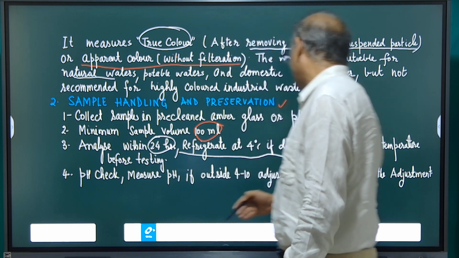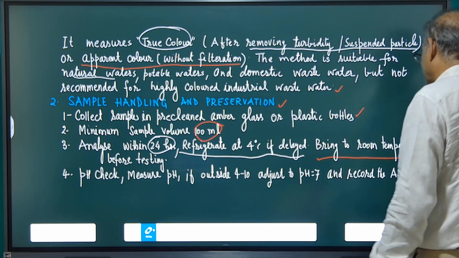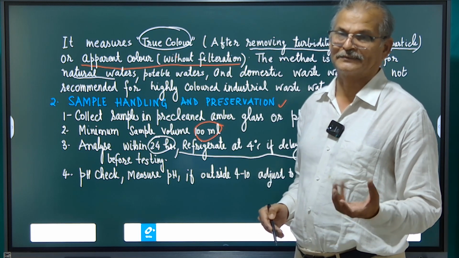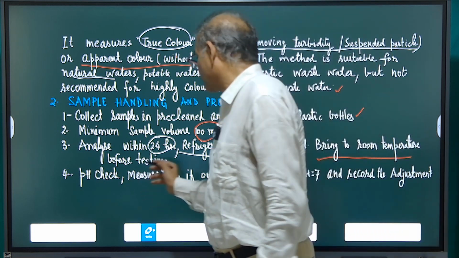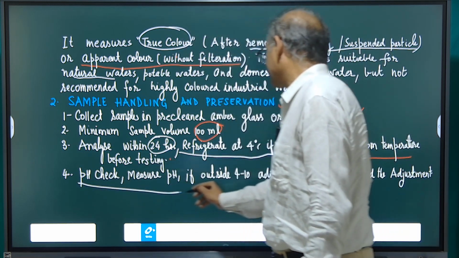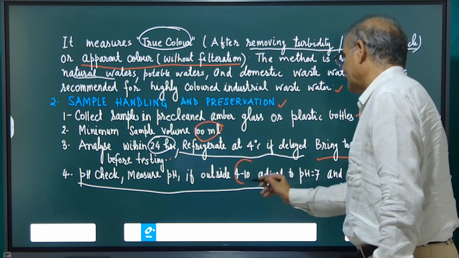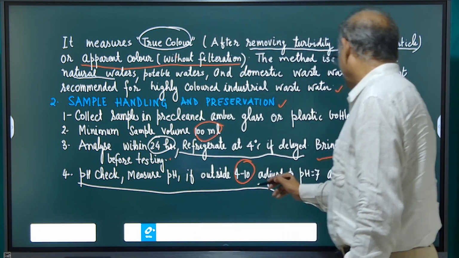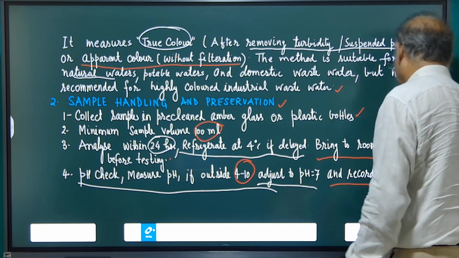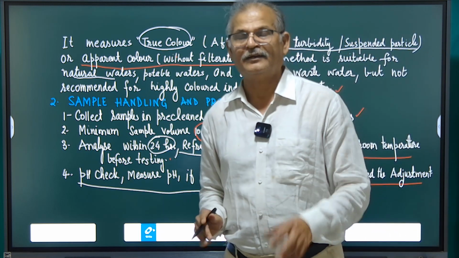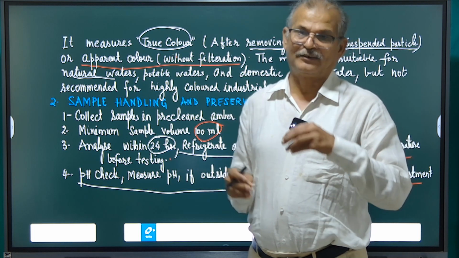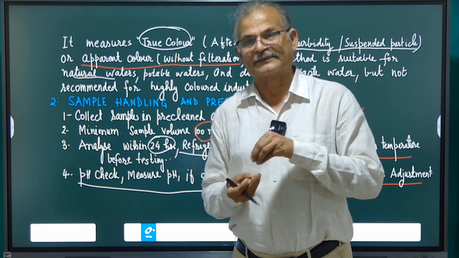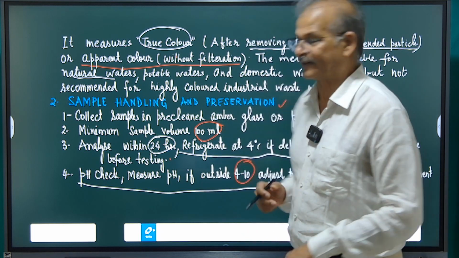It is very essential to do the test within 24 hours. If it is stored, it has to be brought to room temperature, that is 27 degrees centigrade, before testing. Then pH check. Measure the pH. If it is outside 4 to 10, adjust the pH to 7 and record the adjustment. If the pH value is less than 4 or greater than 10, it has to be brought to 7 by dilution or by increasing the concentration, and it should be recorded.